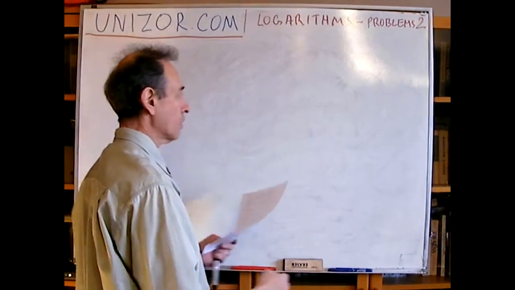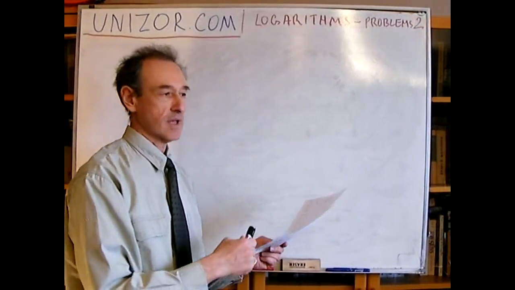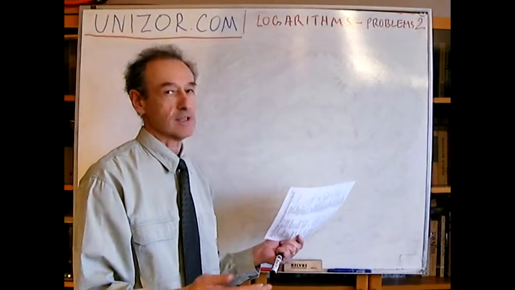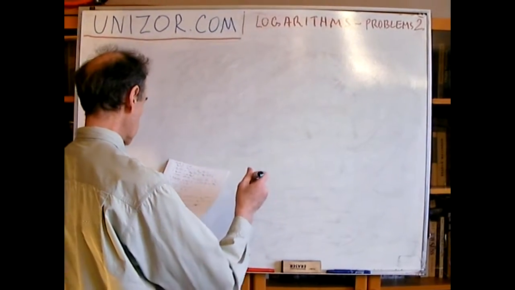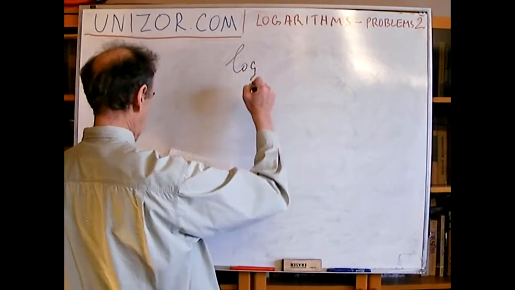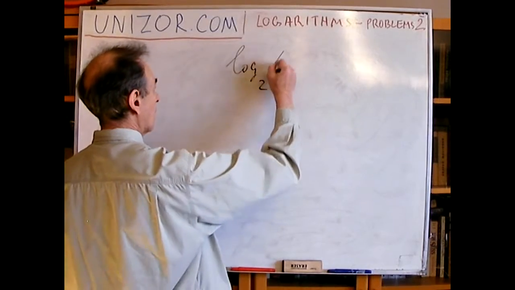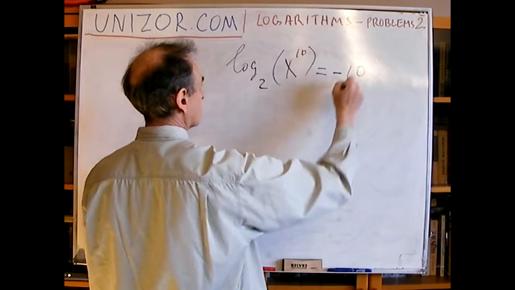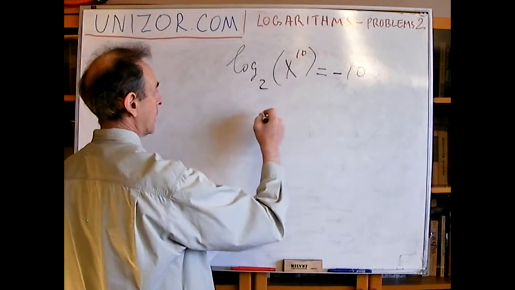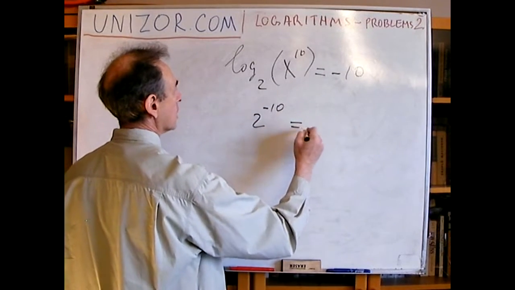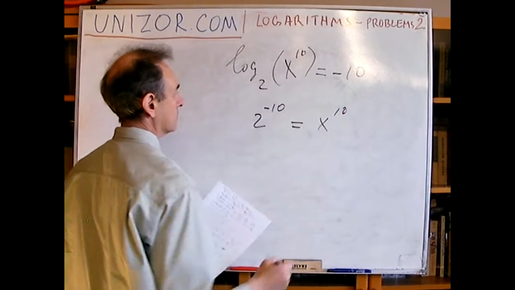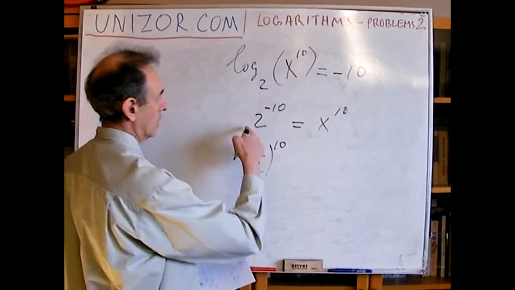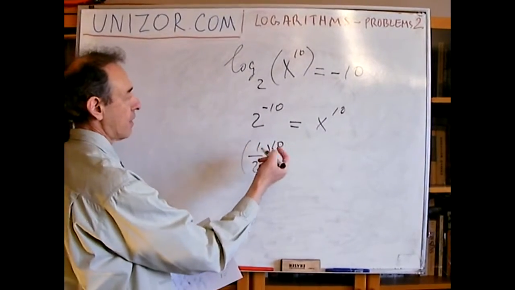So, as you noticed, I'm saying fewer words and more actions, because I've already said all the words. Everything is supposed to be understood right now from just whatever I'm writing. Log base 2 of x to the 10th degree is equal to -10. So 2 to the power of -10 should be equal to x to the power of 10. Well, it's easier if you do it this way. 2 to the power -10 is 1/2 to the power of 10.